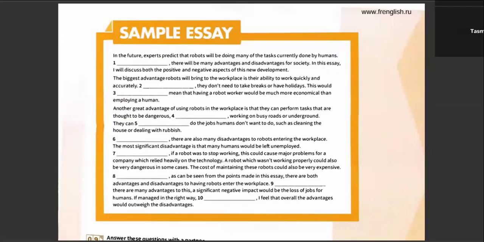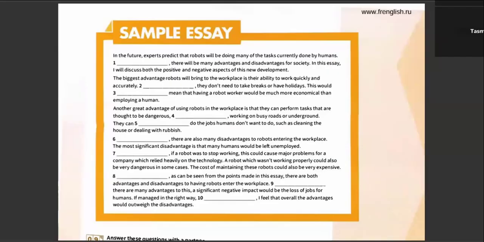In conclusion, as can be seen from the points made in this essay, there are both advantages and disadvantages to having robots enter the workplace. Whilst there are many advantages to this, a significant negative impact would be the loss of jobs for humans if managed in the right way. Consequently, I feel that overall the advantages would outweigh the disadvantages. Okay, very good. Well done. All the answers were correct. But the last one, number 10, is not consequently. However, I feel that overall the advantages would outweigh the disadvantages.